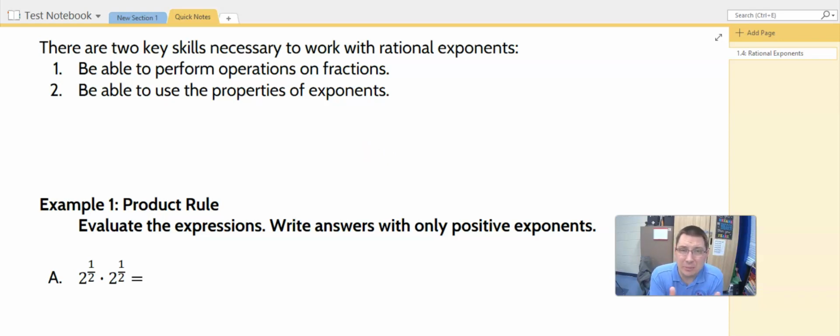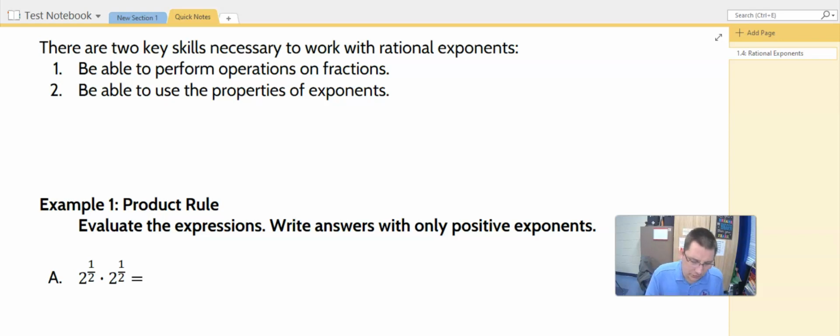The first is we need to be able to work with fractions. We need to be able to add fractions, subtract fractions, and multiply fractions. And we also need to be able to use the properties of exponents that we talked about in 1.3 and also the properties of radicals that we talked about in 1.1 and 1.2. And so let's look at a few examples here of how we work with rational exponents.